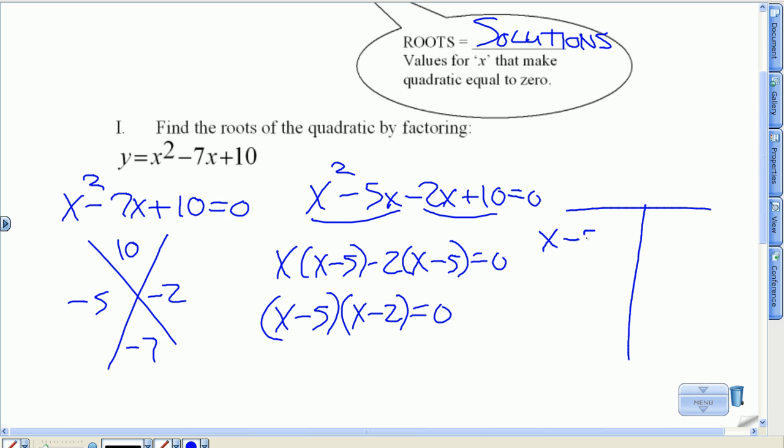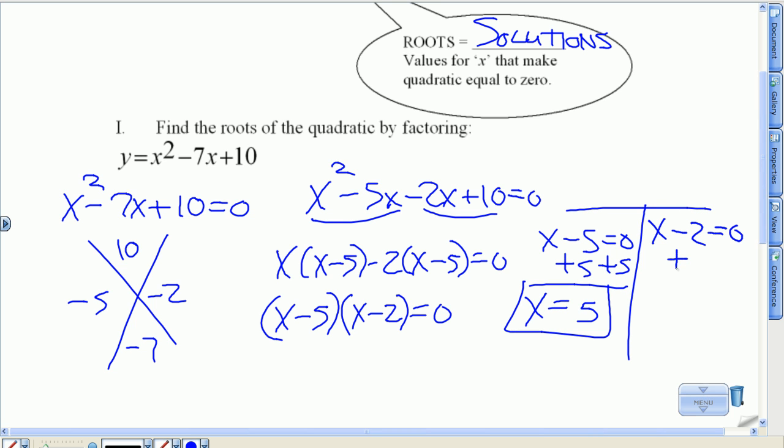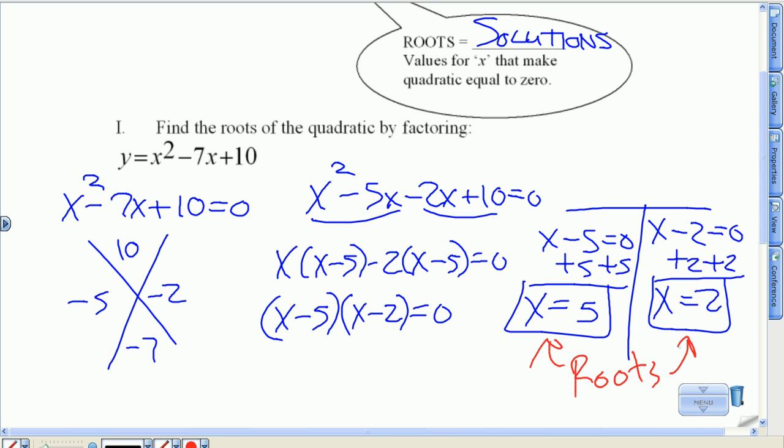X minus 5 is equal to 0. We'll add 5 to both sides. X equals 5 is one of our solutions. X minus 2 is equal to 0. We'll add 2 to both sides. We get x equals 2. That is our other solution. These are also called roots.